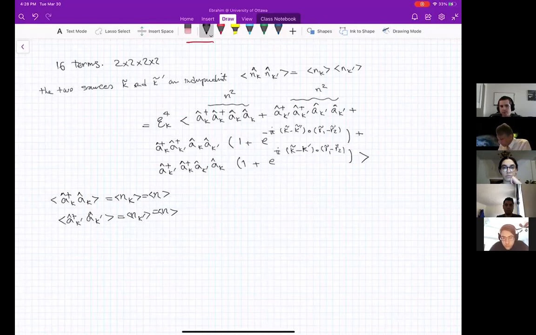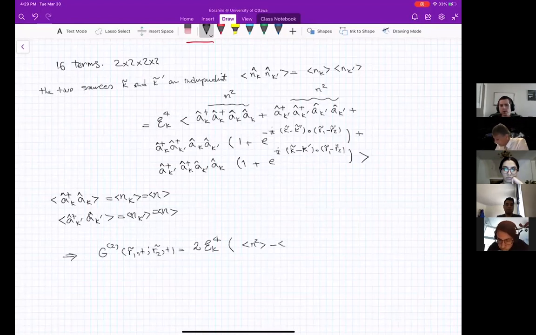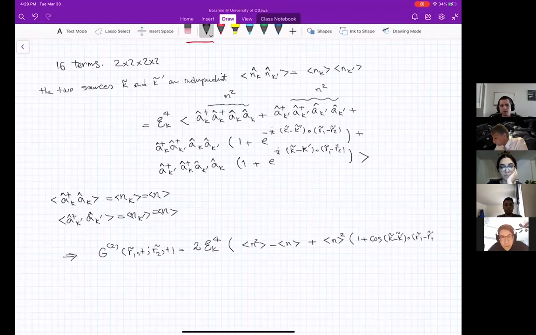Yes, thank you. So if you do a little bit of mathematics and simplify the G2 function for R1 and T, R2 and T, then you will get this expression. You will get 2 epsilon k power of 4, then you will get n squared, this is what I said from the above expression, minus n plus n squared, times 1 plus cosine of k plus minus k prime dot r1 minus r2. There is one extra parenthesis here. Good, so that is the expression that we will get.